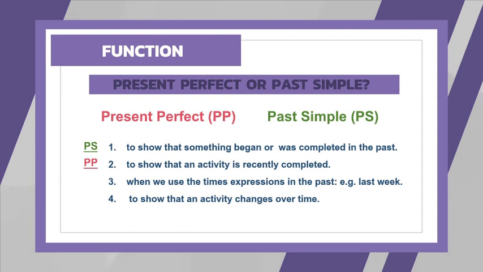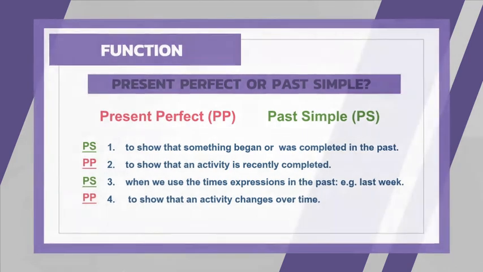Number 3, when we use time expressions in the past, for example last week, last month, yesterday. PP or PS? PS, right? Past simple. Next, to show that an activity changes over time. PP or PS? The answer is PP, present perfect. Okay, let's move to the next exercise.